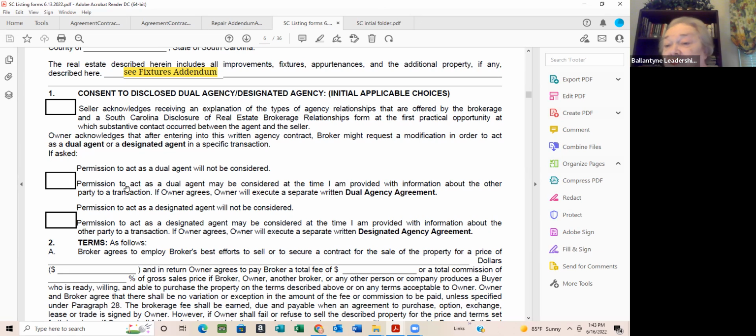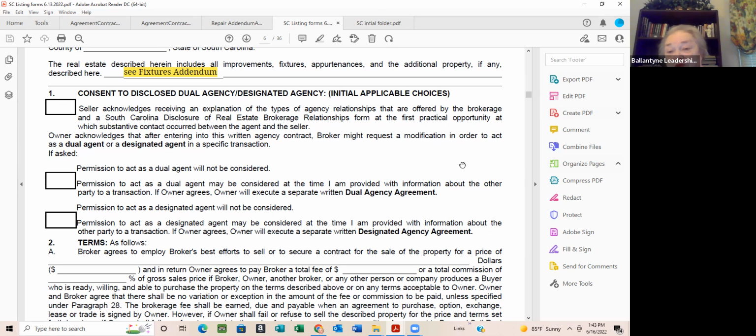We want them to consider or allow us to bring them an offer and discuss at that time if they're willing to go into a dual agency agreement, or if they're willing to go into designated agency. So it's not the decision to do it. Help them to understand that. It's for their consideration at the time that we will come back to them.